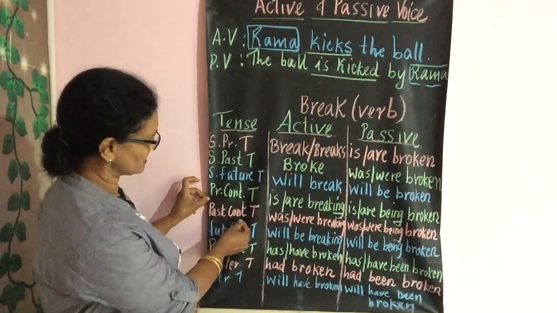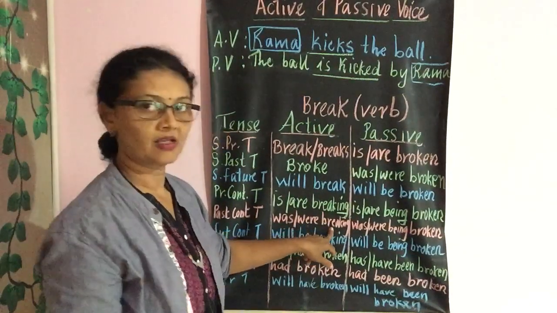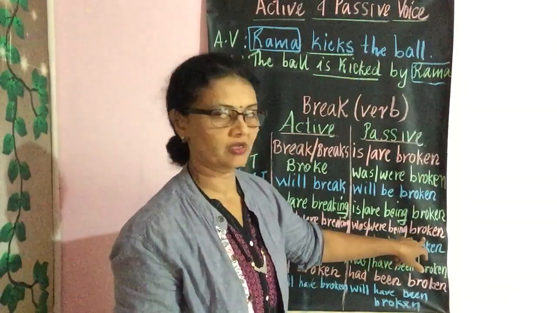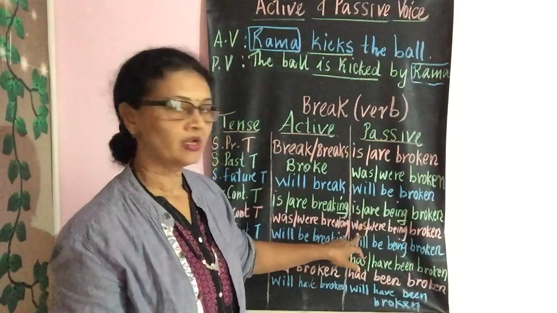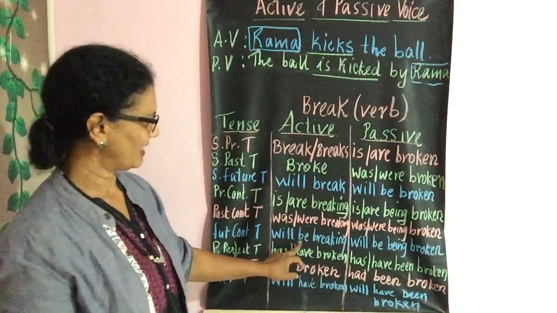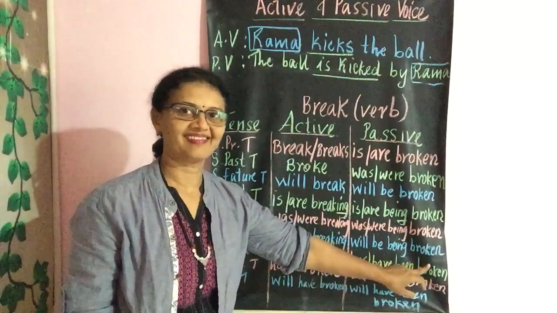Same way we come to past continuous tense, was, were breaking, and it will change to was, were being broken. Only the auxiliaries change here due to the tense. Coming to future continuous, will be breaking, will change to will be being broken.